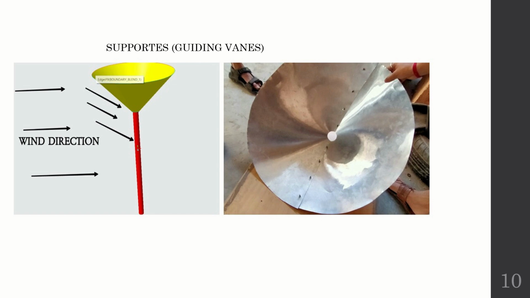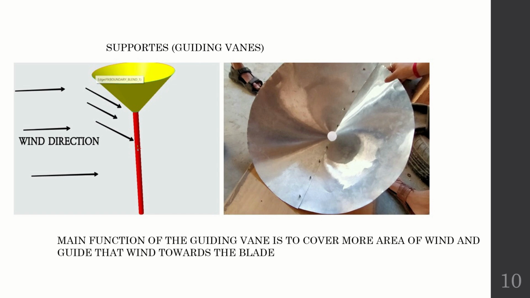Supporters or guiding vanes. The main function of the guiding vane is to cover more area of wind and guide that wind towards the blade. As we can see in the image, its main function is to capture as much area as it possibly can, and also provide support to the blades of the turbine.